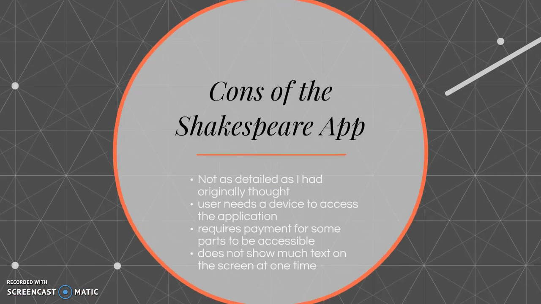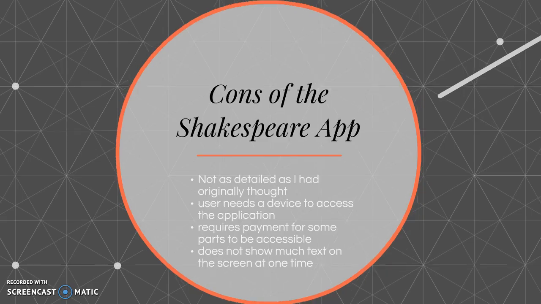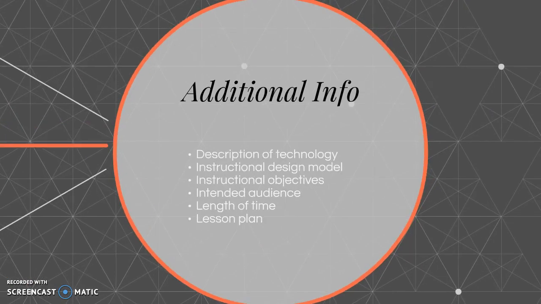Okay, cons. It's not as detailed as I originally thought. You need a device to access the application, which not everybody has. Some things need to be paid for, and it doesn't show much at a time. It didn't show very many things on the screen. Okay, so this technology is just an app that has Shakespeare's plays and sonnets on it. It has a little bit of additional information about him, but not much. There's no quizzes inside of it or activities like that.